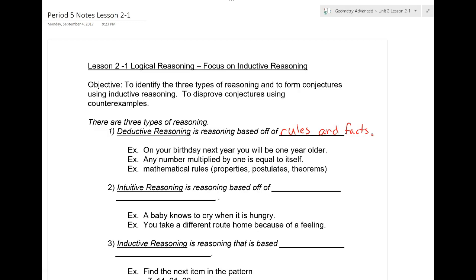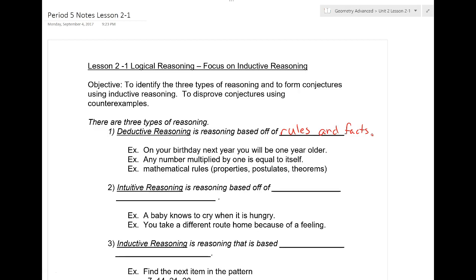Now, any mathematical rules, properties, postulates, theorems are all things you use in deductive reasoning. For instance, if I give you a midpoint, what do you guys give me? 2 congruent line segments, right? Because the definition, the fact is, that's what it does to a line segment, divides it into 2 equal segments. See, that's just deductive reasoning. So do we use that a lot in math world and science world? Yeah, all the time.